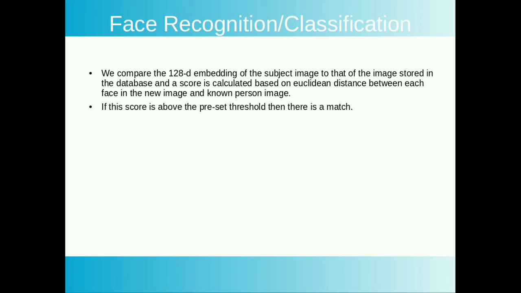This is the final step, that is face recognition or classification. In this, we compare the 128 dimension embedding of the subject image to that of the images stored in the database, and a score is calculated based on the Euclidean distance between each face in the new image and known person image. If this score is above the preset threshold, then there is a match.